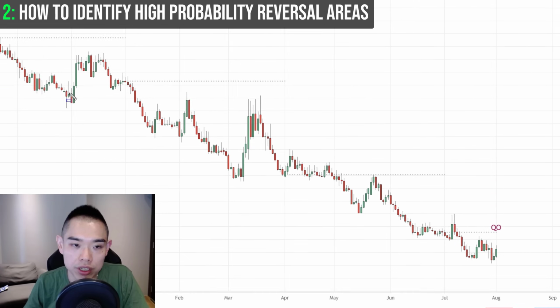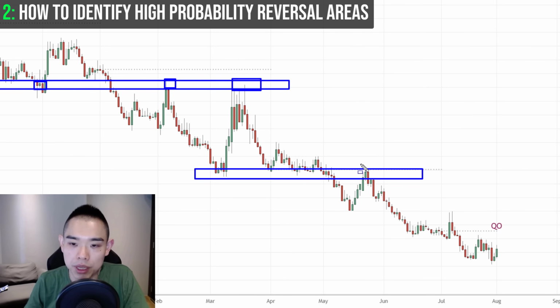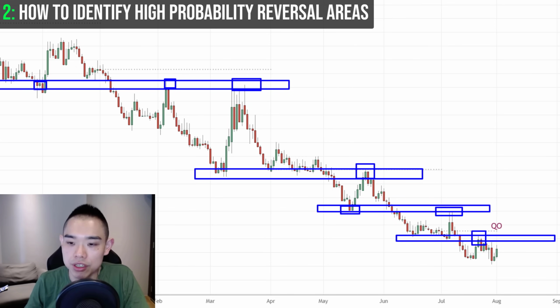So if you draw here, this is previous support, projected out, it became previous support, became resistance. How about here? Previous support become resistance. How about here? Previous support becomes resistance. What about here? Previous support, which could become resistance. Okay, so let's see what happens next.